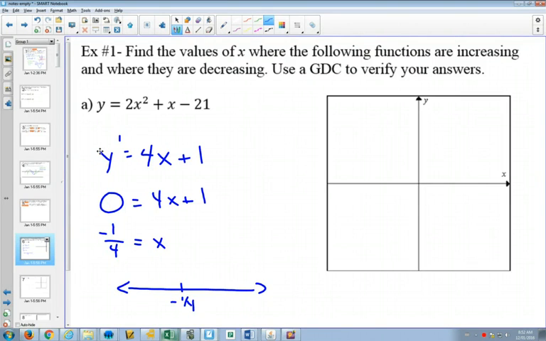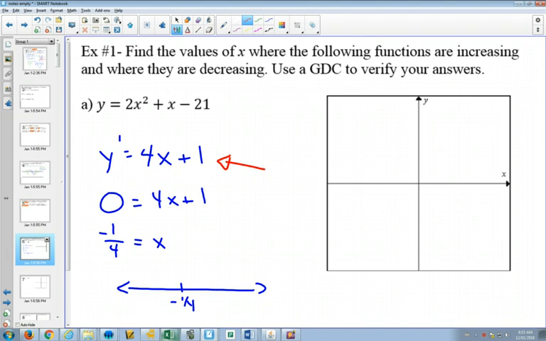Then we're going to check our derivatives before and after. So if I plug in a value less than -1/4, like -2, into my derivative. Now the key thing that you're going to mess up on is when to plug things into the derivative. Sometimes you're going to plug them into your original function. So this is something to pay attention to. We want to find out where our derivatives are positive and where our derivatives are negative, because they're going to tell us where our function is increasing and decreasing.